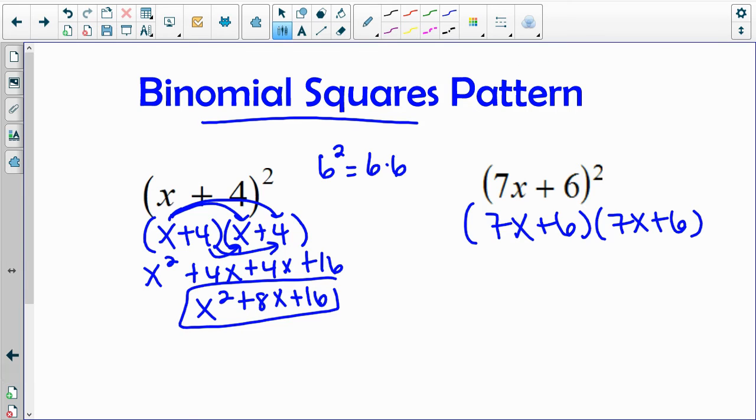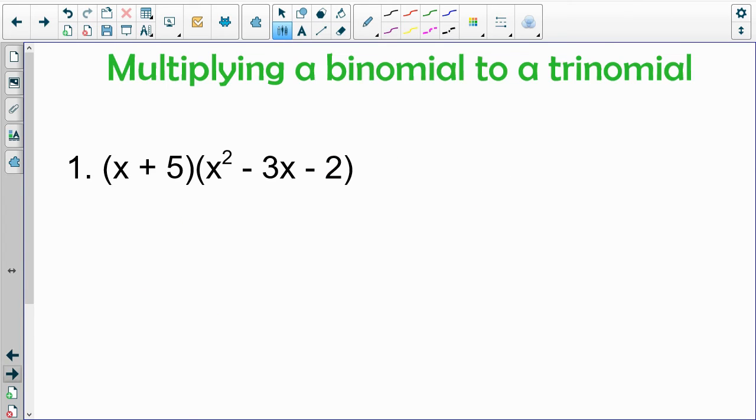Okay, last thing. You can also do a binomial times a trinomial. So we write down this last example. We've got x plus 5 as a binomial times x squared minus 3x minus 2. And really it's nothing different. You just have an extra term in there that you have to deal with. So it's the same process. You just take the first part of your binomial and you times it into all 3 of the trinomial. And then do the same with the 5. Times it into all 3 and get your answer.